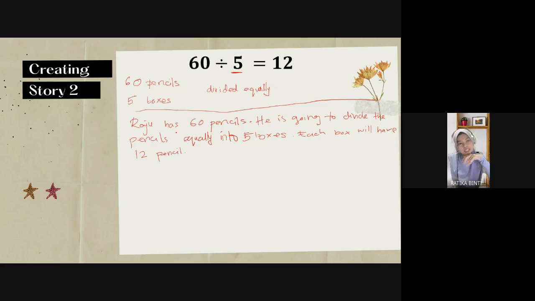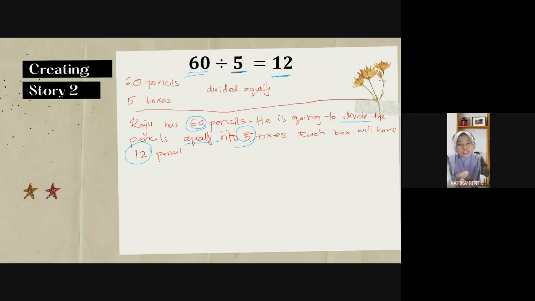The situation here is he has 60 pencils. He's going to divide it into 5 boxes. So each box will have 12 pencils. Okay. So let us check. Kita check. Okay. 60. Yes. Ada number 60 dekat sini. 5. Yes. There is 5 here. 12. Yes. There is 12 here. And the keywords used is divide equally.